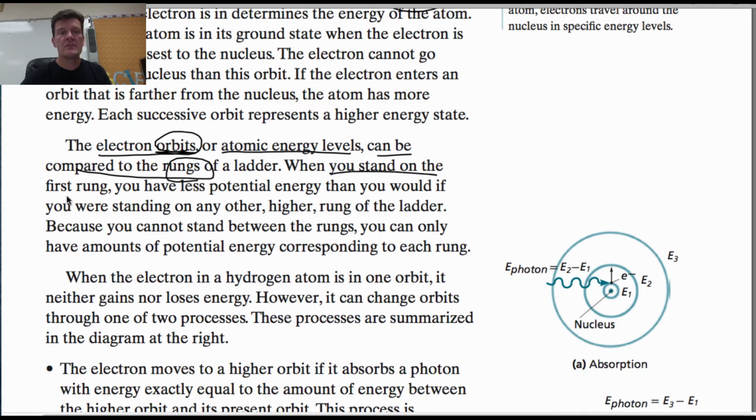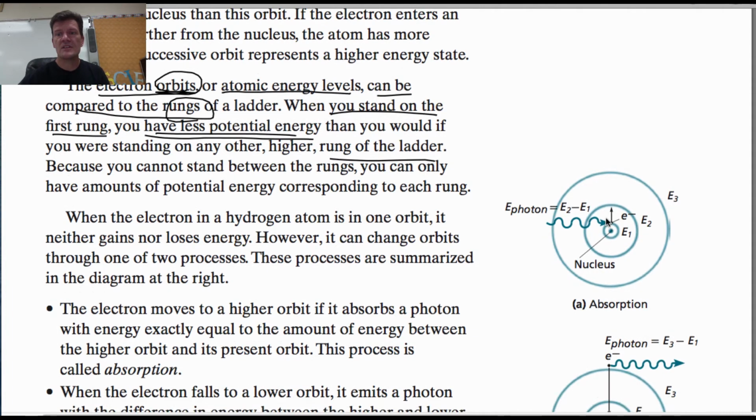When you stand on the first rung, you have the least amount of potential energy. You have little potential energy. Okay? You're not very high off the ground. All right? If you go up the ladder, you're going to have more and more potential energy, and when you fall back down, it's going to hurt a lot more if you're higher up, okay? Because you're going to be releasing a lot more energy. That potential energy is going to be turned into kinetic energy. It's the same thing with electrons.